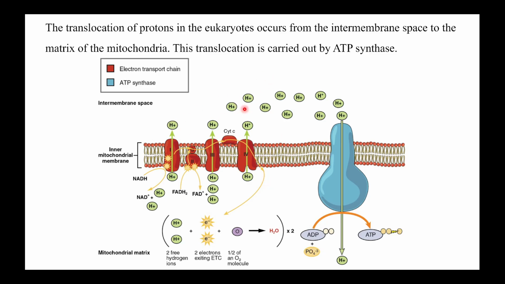This proton gradient, the high concentration of protons in the intermembrane space and the low concentration of protons in the mitochondrial matrix, drives the proton pump in the ATP synthase. So ATP synthase then pumps these protons from the intermembrane space to the mitochondrial matrix, and this pumping of protons inside actually drives this enzyme ATP synthase to form ATP from ADP.